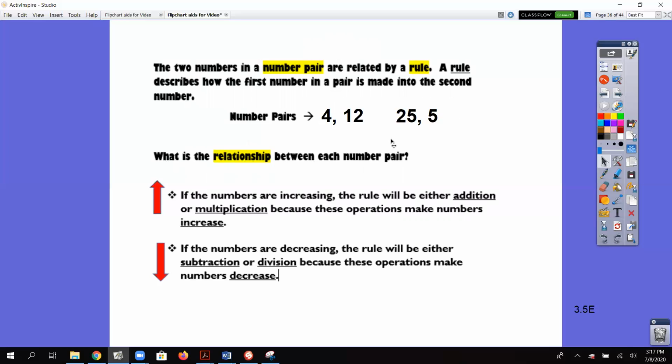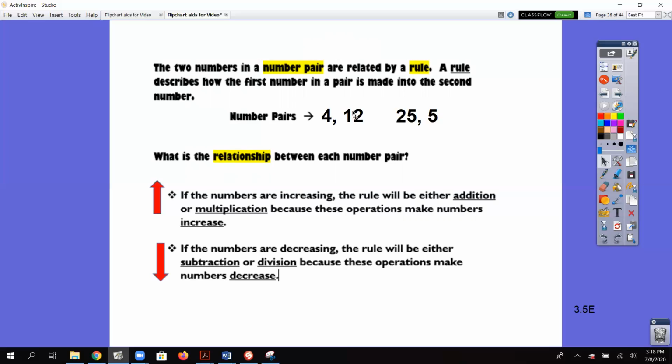Now, in a number pair, there are always two numbers. Pair means two. If your teacher tells you to get in pairs, that means she wants you to get with one other person. That makes two, you and the other person. You have a pair of ears, or two ears. You have a pair of eyes, a pair of hands, a pair of legs. Pair means two. So in a number pair, there will always be two numbers.